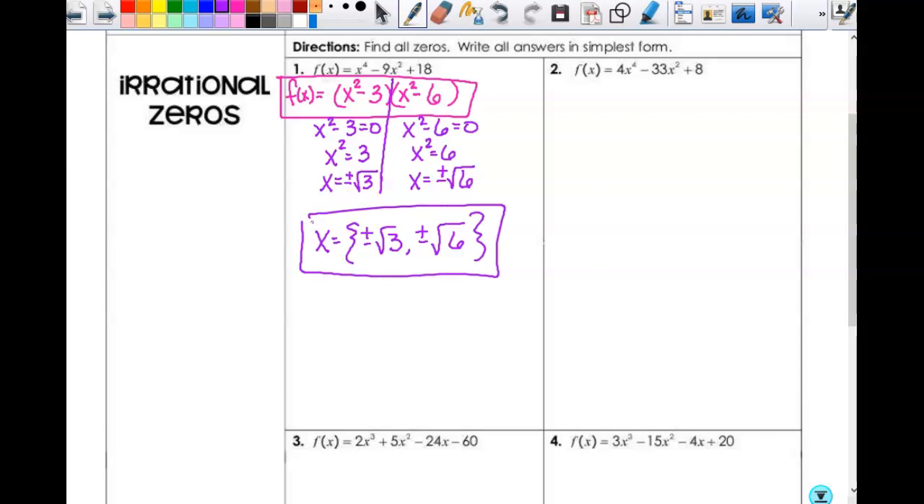All right, so number 2. We have another one that is a quartic, but we can treat it like a quadratic. This has an a that is not 1, and I do not have a GCF. 4 times 8, 32. You can go ahead and factor this on your own. I'm going to factor this using grouping. You can just go through and do this on your own, and I won't say anything while I'm doing it.